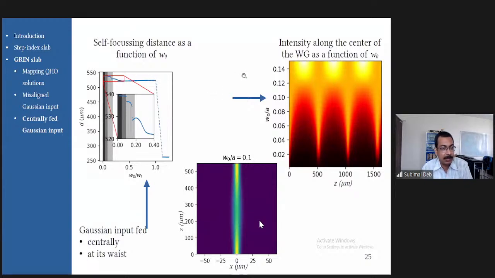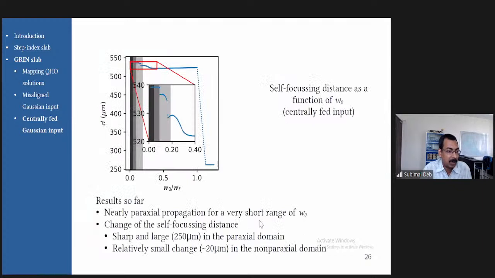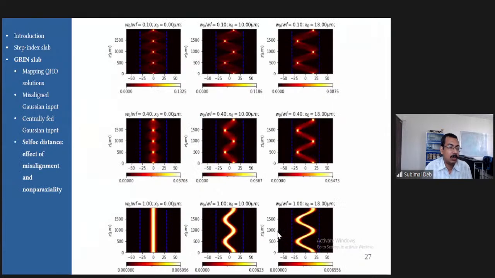And this is something that is expected, known in literature. But the variation of the self-focusing distance in the non-paraxial domain is something that has never been reported so far. If you feed the input along the axis of the waveguide, then one can produce a sudden change in the self-focusing distance. But if there is a misalignment, then you will have oscillations of the beam.